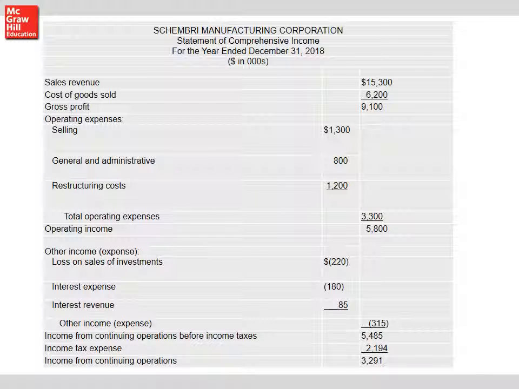We then have our operating expenses, selling expenses of $1,300, general and administrative of $800. Now, we would have to go on and read some more to find out what else is happening there. And it says on... I'm looking to see where the restructuring is.